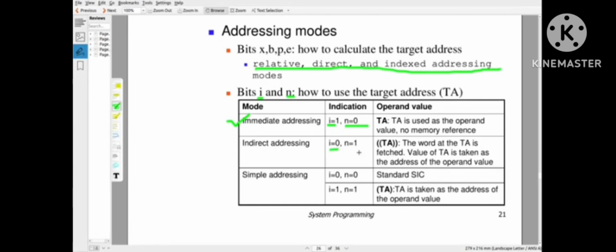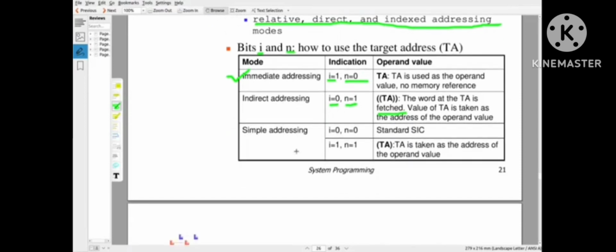If I is equal to 0 and N is equal to 1, it indicates indirect addressing mode. Then the target address is calculated. The word at the target address is fetched. Then the value of that word is taken as the address of the operand, and then only we will get the indirect addressing mode. We will explain this addressing mode with an example after finishing this class of addressing mode.